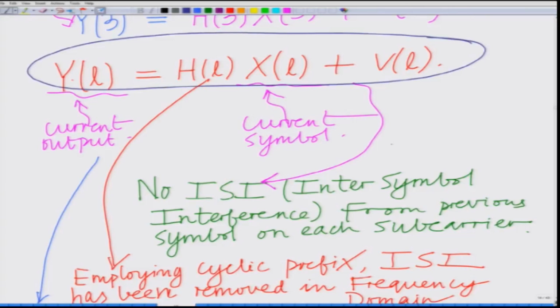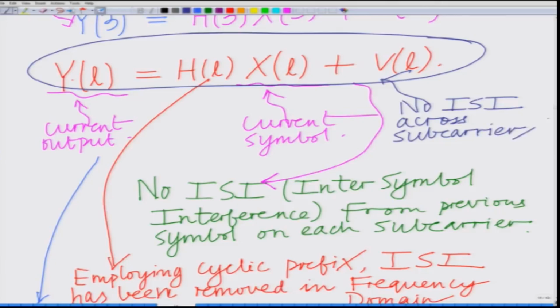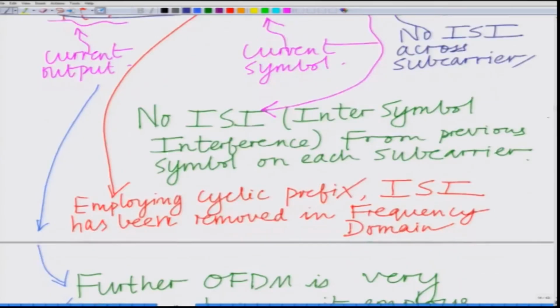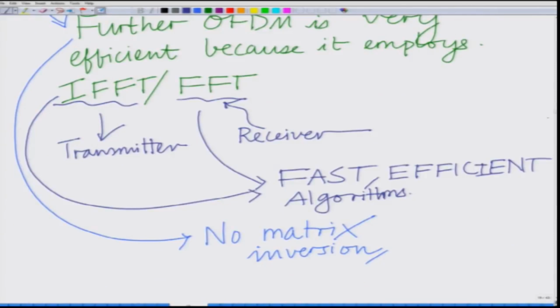which is basically that there is no ISI across each subcarrier. Each subcarrier is ISI free, and it is a very efficient algorithm since it is based only on IFFT and FFT, which can be done in a very fast and efficient manner.